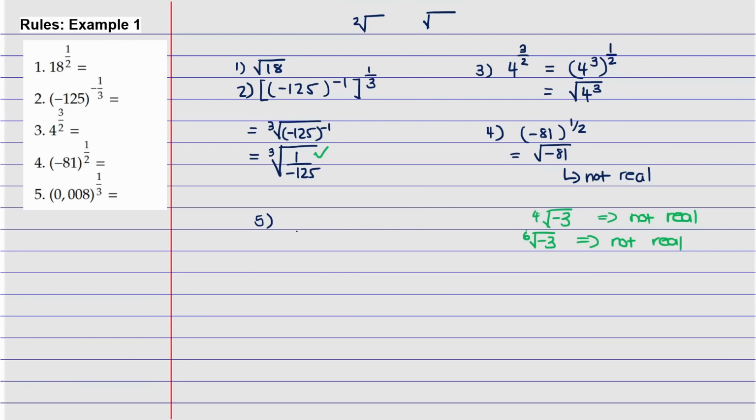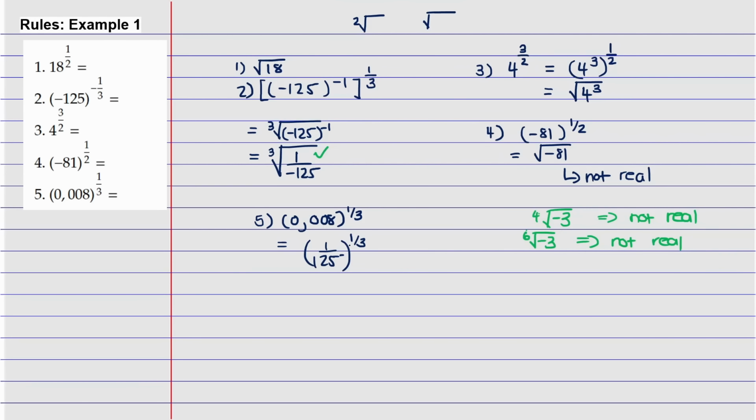So number 5, again, we're going to have 0,008, right? 1 over 3. So what you're going to do is change this, right? So how do we change this? You use your calculator. When you use your calculator, you're going to see that 0,08 is the same as 1 over 20. It's 1 over 125, right? To the power 1 over 3, right?